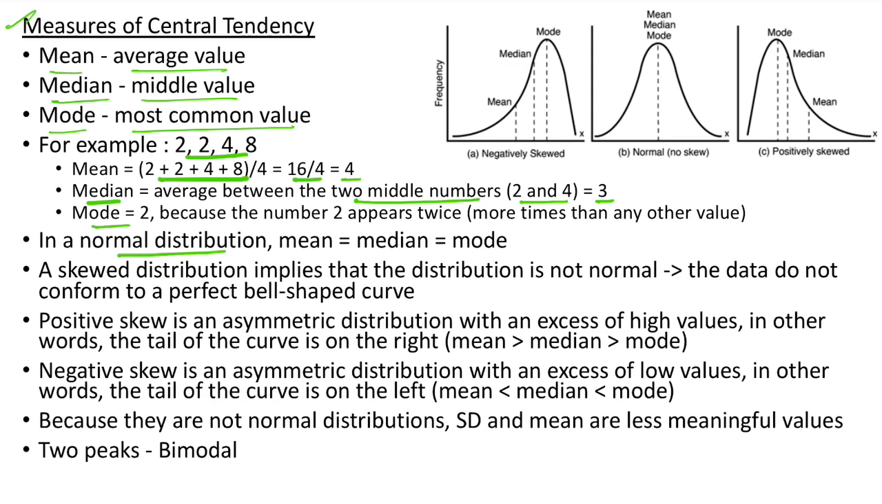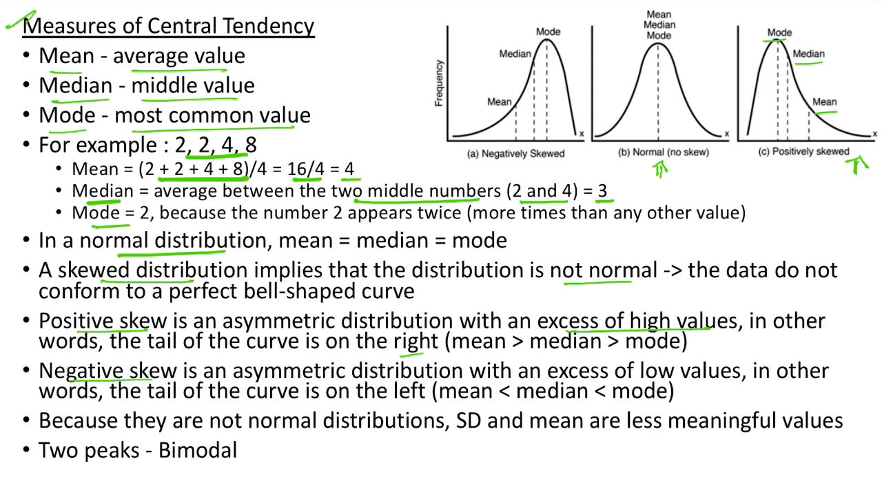In a normal distribution, mean is equal to median is equal to mode. This picture shows a normal distribution. As you can see, mean is equal to median is equal to mode. A skewed distribution implies that the distribution is not normal, that is, the data do not conform to a perfect bell-shaped curve. Positive skew is an asymmetric distribution with an excess of high values. In other words, the tail of the curve is on the right, as you can see in this picture. In this case, the mean is more than the median is more than the mode.